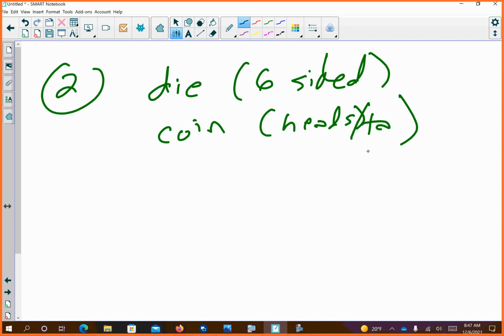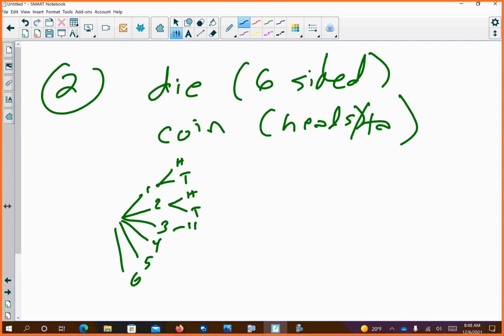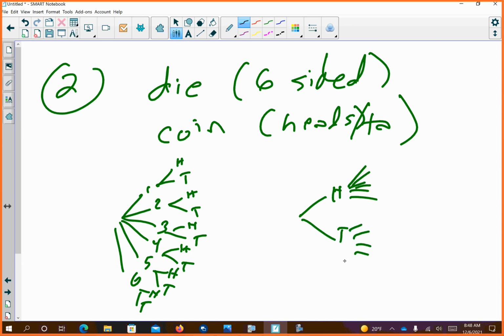Okay. Sample space, we're talking about one situation. So I can do it one of 2 ways. You go 1, 2, 3, 4, 5, 6, heads, tails, heads, tails, heads, tails, heads, tails. This is just a way of representing it. The other way you could have done it is heads, tails with 1, 2, 3, 4, 5, 6 and 1, 2, 3, 4, 5, 6. Either way is an appropriate way of representing it.